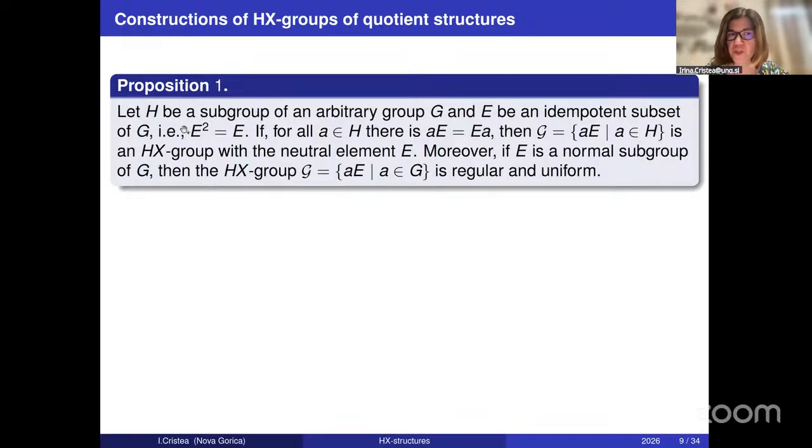The first proposition says: let H be a subgroup of an arbitrary group G, and E an idempotent set, so E times E is again E. If for any element A in the subgroup the property AE equals EA holds, then the set G is an HX group with the neutral element E. Moreover, in general E is just a subgroup, but if it is a normal subgroup of G, then this HX group is regular and uniform.